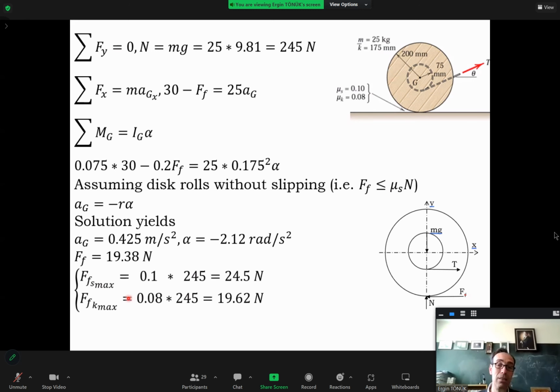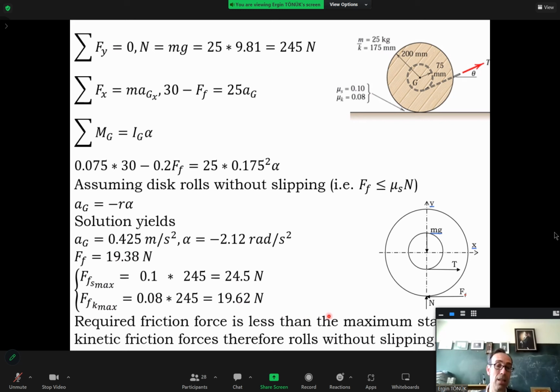Actually, I have checked the two friction forces. One is static, and the maximum static friction force is 24.5 newtons. If you have initial slipping, this would be the kinetic coefficient of friction, but the required value is smaller than both. So actually we have that much friction force. So required friction force is less than static. Also, it's less than kinetic. So we would expect rolling without slipping.